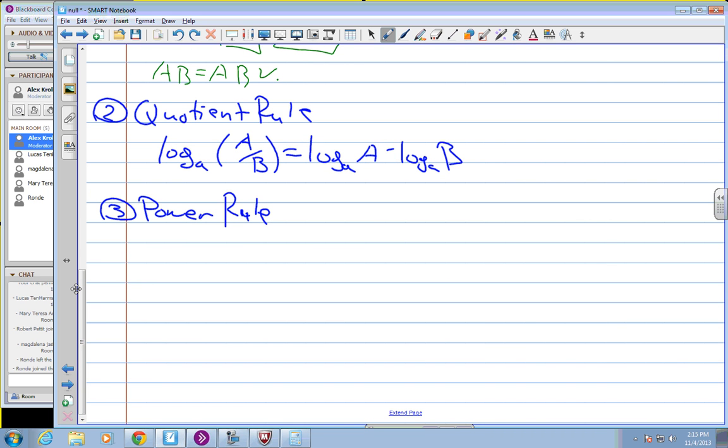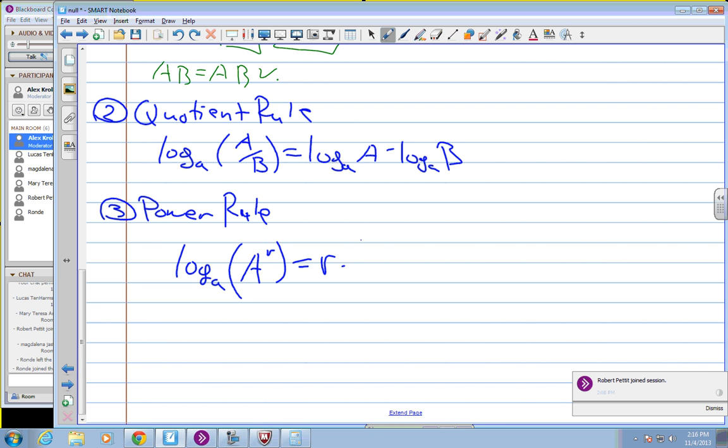So the power rule. And the power rule is dealing with the case when you have log base a of a to the power r. So I want to make sure we realize that what is raised to the power r is just this number a. Actually, let me rewrite this, not little a, that'll be boring. Just any expression like that. So this is equivalent to saying r times log base a of big A.